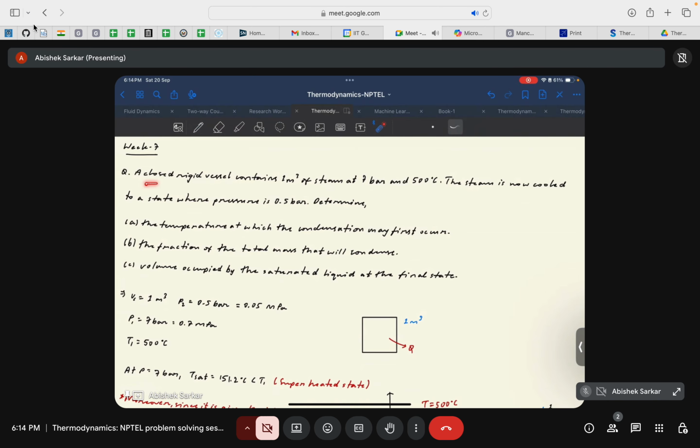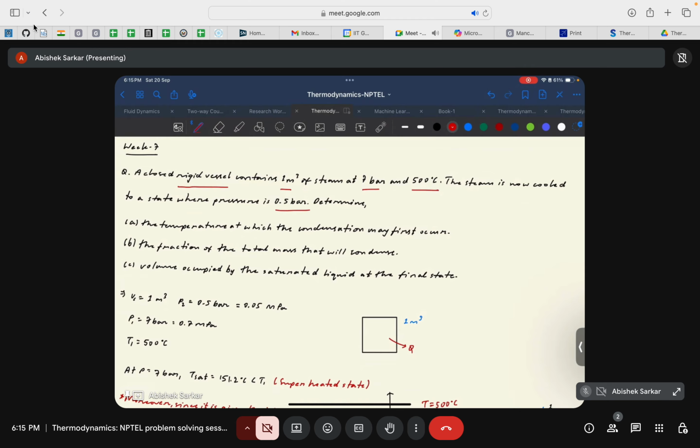A closed rigid vessel contains 1 meter cube of steam at 7 bar and 500 degrees Celsius. So these are the crucial information. It's a rigid vessel. Volume is 1 meter cube, and the initial pressure and temperature are 7 bar and 500 degrees Celsius respectively. The steam is now cooled to a state where the pressure is 0.5 bar. So again, the second state here is 0.5 bar.